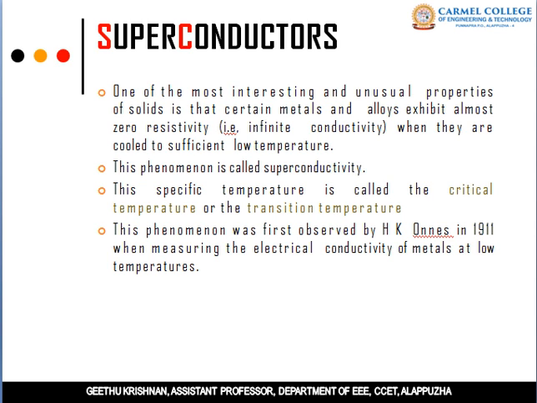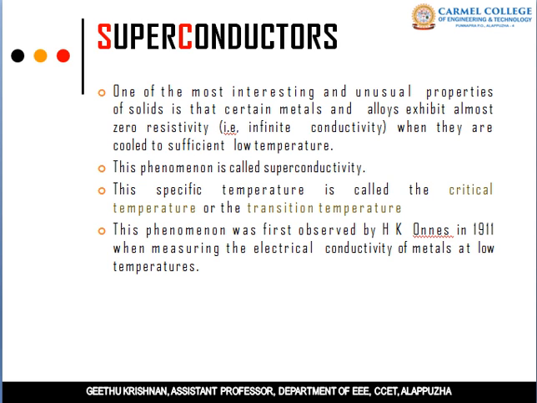The temperature at which this happens, the temperature at which a material becomes a superconductor, is called the critical temperature or transition temperature. It is the particular temperature at which the resistance becomes zero, or the conductivity becomes infinite. That property is called superconductivity, and the substances which exhibit superconductivity are called superconductors.